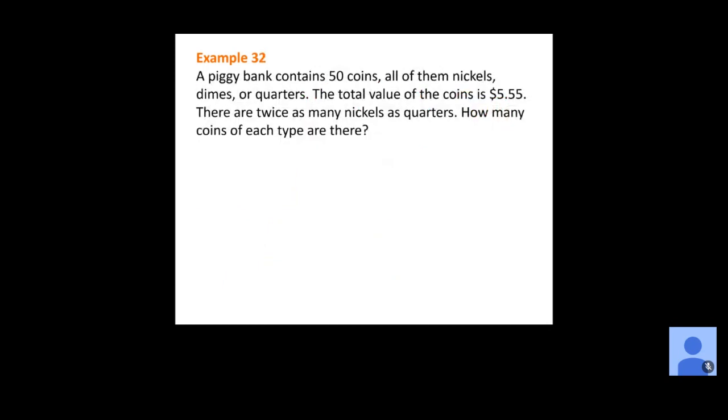All right. Last one. Let's see if we can get through this one, at least get the setup of it, because then you can solve it however you want. We've got a piggy bank that contains 50 coins, all of them nickels, dimes, or quarters. The total value is $5.55. We know there's twice as many nickels as quarters, and we want to know how many of each type there are. All right, so what's the first thing we should do here?